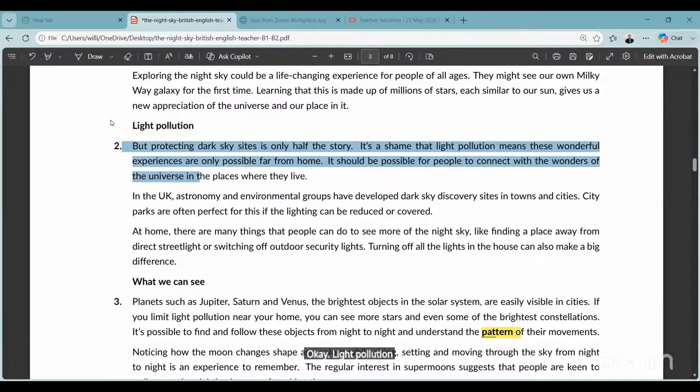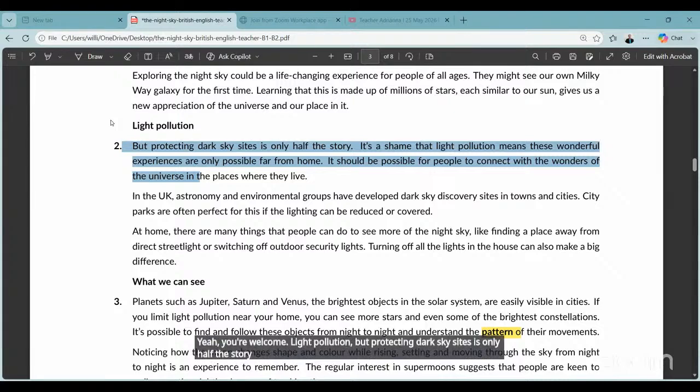Light pollution. But protecting dark sky sites is only half the story. It is a shame that light pollution means these wonderful experiences are only possible from home. It should be possible for people to connect with the wonders of the universe in the place where they live.